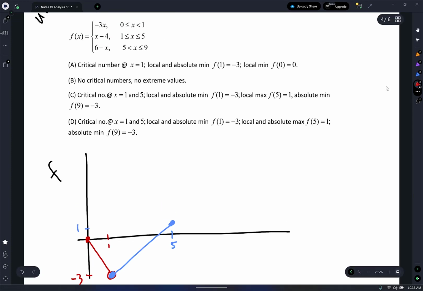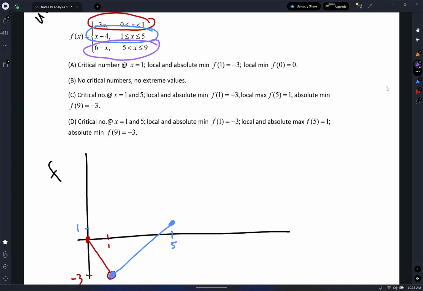So let me show you, let me color code it. This one I'm doing in red. This one I'm doing in sky blue. And then let's use purple. I'm using that one for purple.